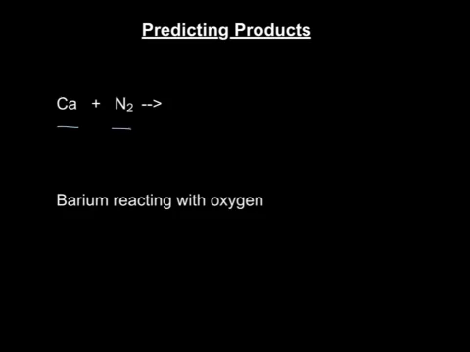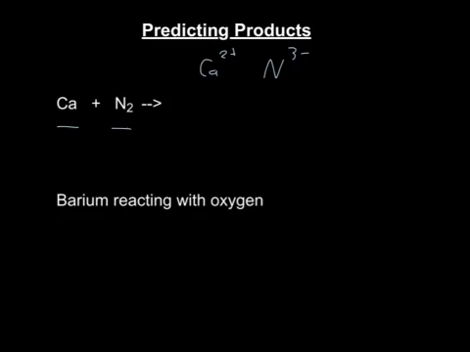In order to figure out what we're producing, we're going to look at each element and what ion it would make. So we have calcium. Calcium is an alkaline earth metal. You look at the periodic table, and it is a 2+ charge. It's going to be reacting with nitrogen, which, as an ion, is an anion. It's in the nitrogen family, and it is a 3- charge.